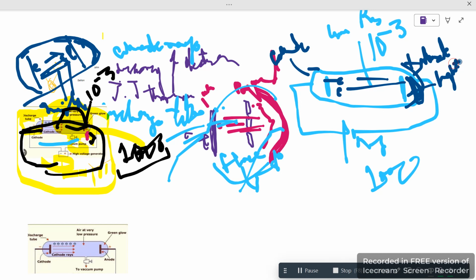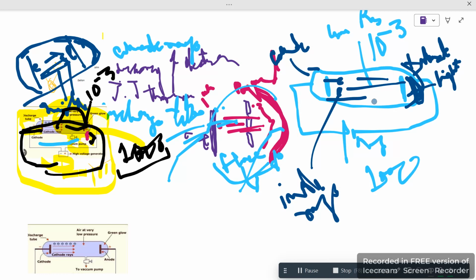The light is known as fluorescence light, and these rays are invisible. Invisible rays would be going from cathode to anode. From the cathode, which has the negative charge, to the positive. So we say these rays are known as cathode rays. That's why we have given the name cathode rays.